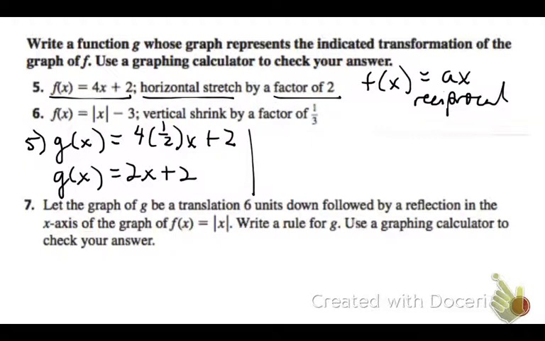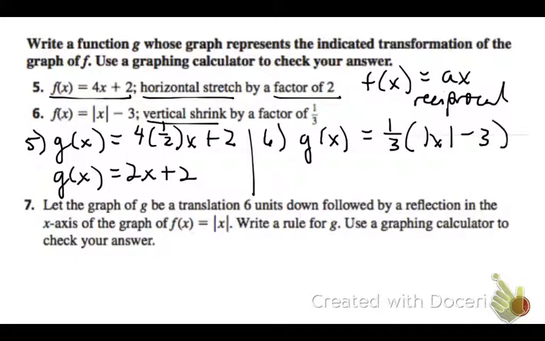On number 6, we're going to do a vertical shrink. So the entire output will be affected. And we're going to use the straightforward factor. So that means everything that the function equals will be multiplied by a third. So our new function will be 1/3 absolute value of x minus, and a third times -3 is 1.